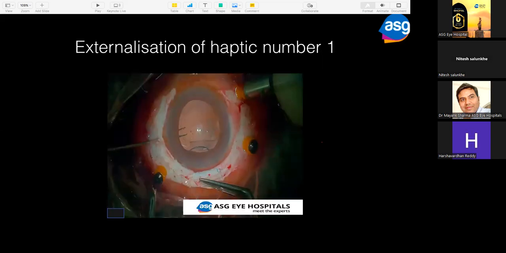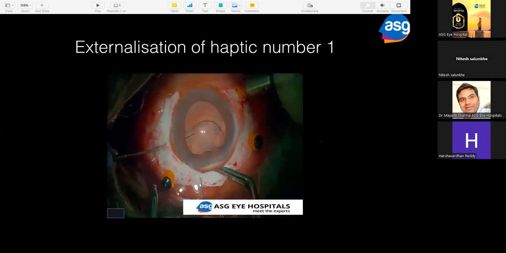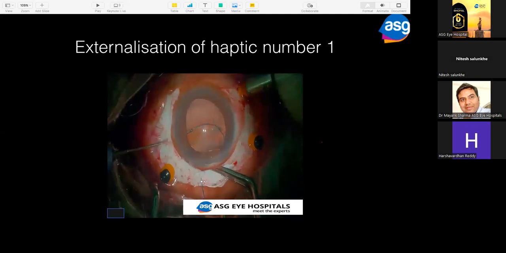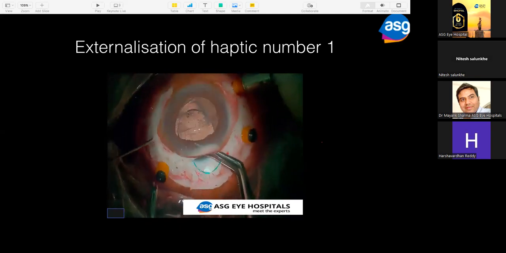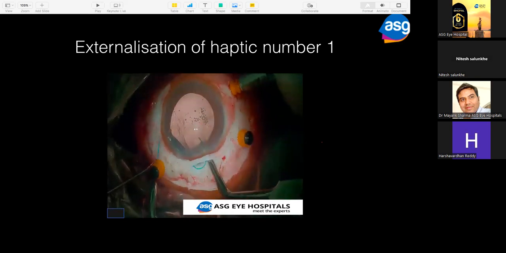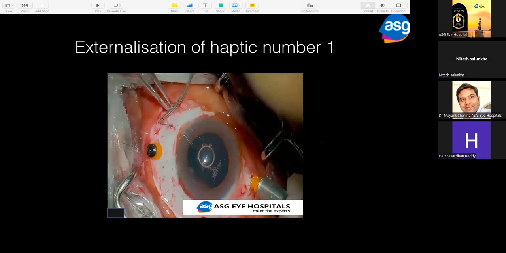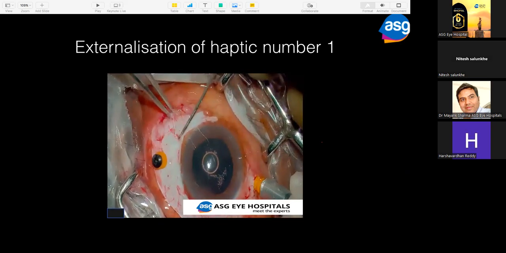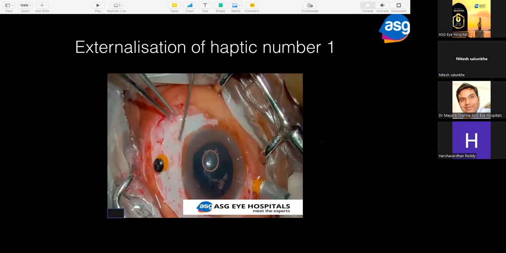So here, this is a rigid lens. That's why the large peritomy. The end of the haptic is grasped with an end gripping forceps and exteriorized through the sclerotomy. The trailing haptic is then pushed into the vitreous cavity. Now the haptic is grabbed and tucked into the scleral pocket, which is right next to the sclerotomy opening.